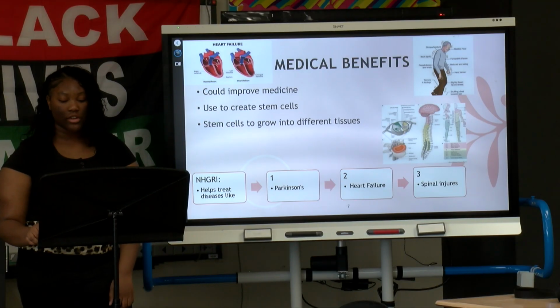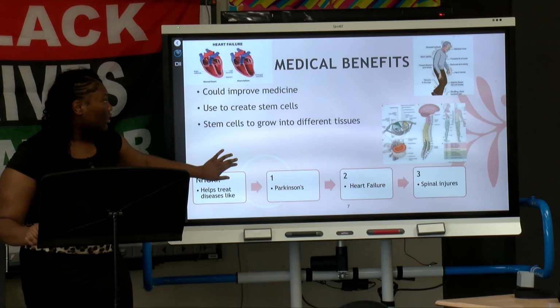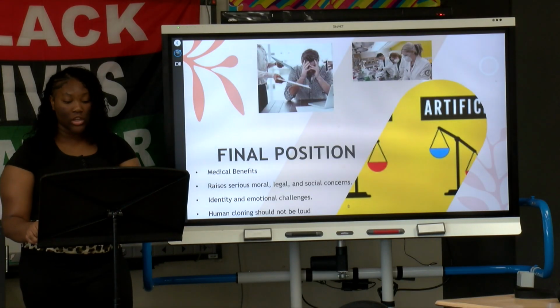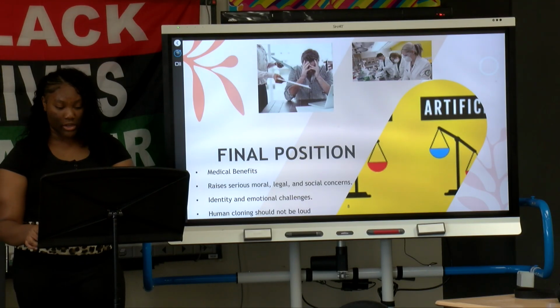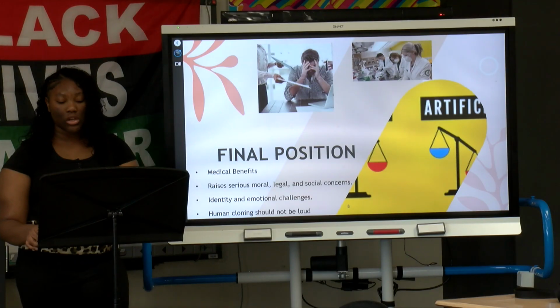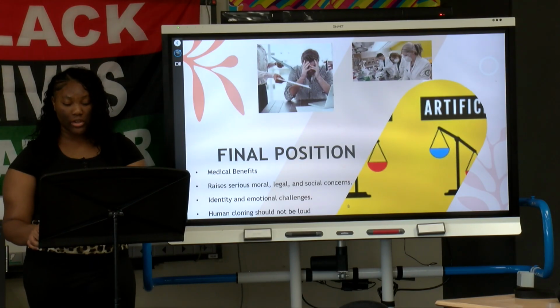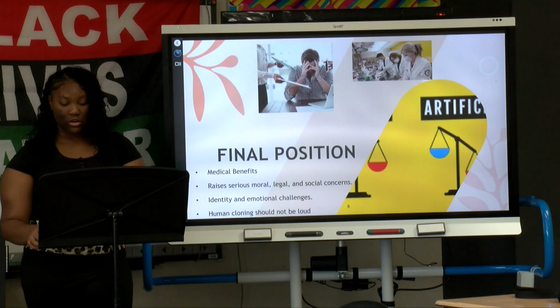Cloning could help doctors understand diseases and develop new treatments. Even though cloning could help advance medicine, it creates a risk that society is not ready to handle. Human cloning could cause emotional and identity problems. The clones may feel like they are copies instead of unique people. It could also blur the line between natural life and artificial creation.